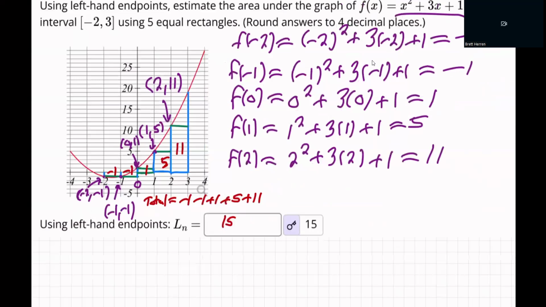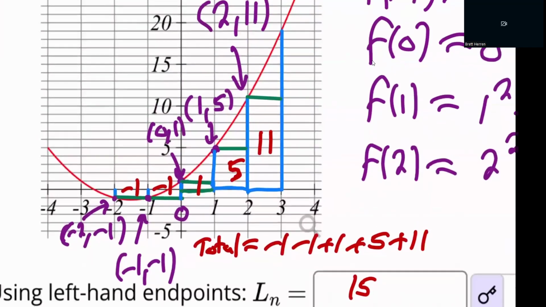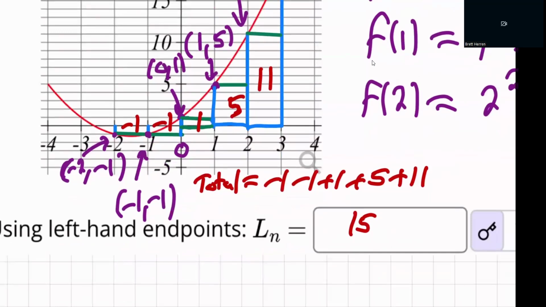So again, how did I do this? Let's go over it one more time. I took the x-axis and each of these points, negative 2, negative 1. I drew from the curve to the x-axis, curve to the x-axis, every time. And then it was left hand, so I went straight over from the curve, straight over from the curve, straight over. I made those rectangles and added those up. And so there is our total.